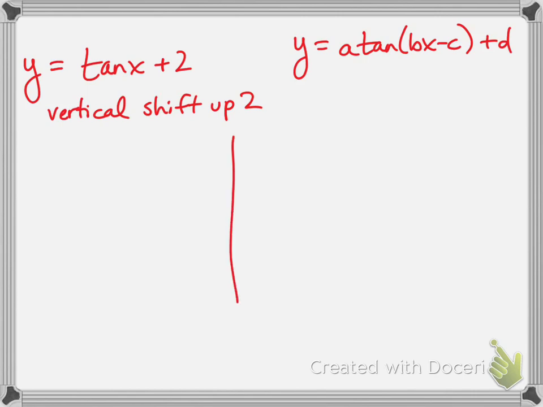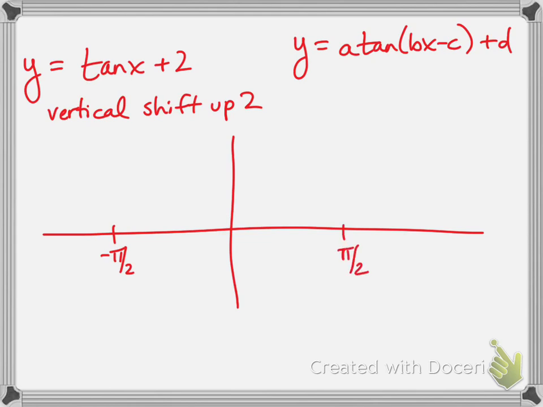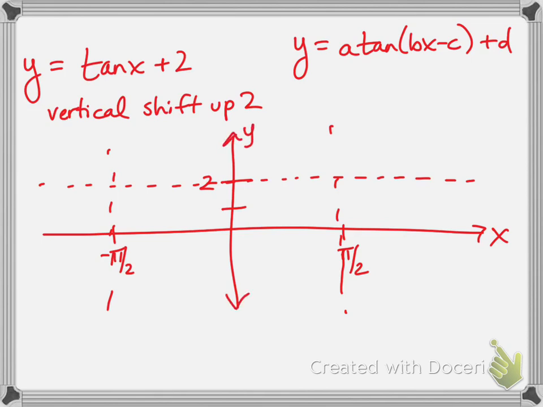Nothing changed with our asymptotes, so we're still going to have asymptotes at negative pi over 2 and pi over 2. But we're going to shift the midline up to 2, so we have a new dotted line that goes across there. Let's go ahead and label our x and y to be a little more careful here. So there's a lot of stuff going on. So tangent is going to cross the midline halfway between the asymptotes. So it's actually going to look like that. There's our graph. All right, let's look at one more.